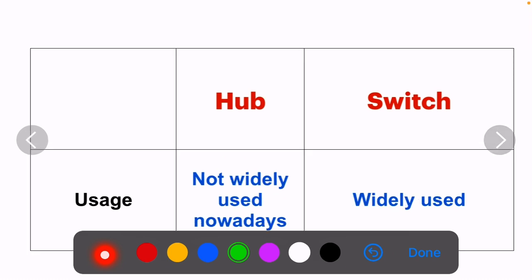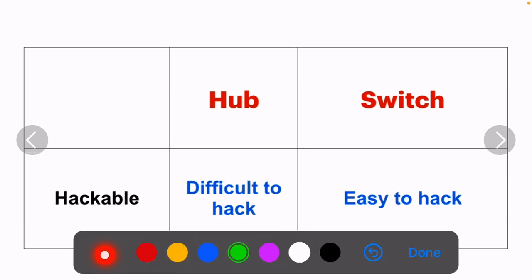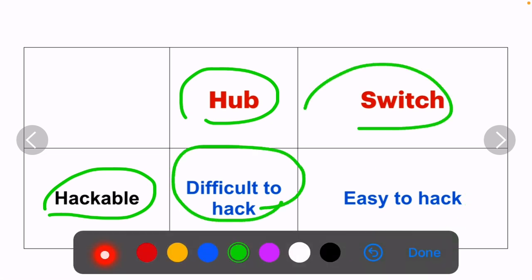The next is what are the uses of the hub and switch. Hub is not widely used nowadays, and switch is widely used nowadays because of its better performance and better functionality as compared to hubs. Then spanning tree: no spanning tree is possible in a hub, and multiple spanning trees are possible in a switch. Then hackable: a hub is difficult to hack, okay, but a switch can be easily hacked, okay.